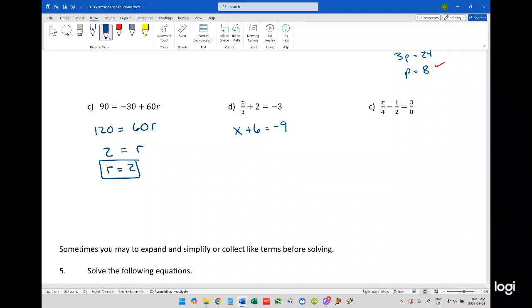Now that I've done that, I want to get rid of the plus 6 on the left, so I'm going to subtract 6. And on the right side, when I subtract 6, I get minus 15.